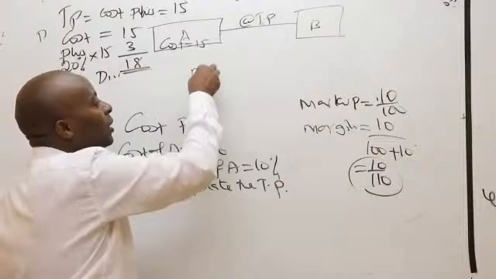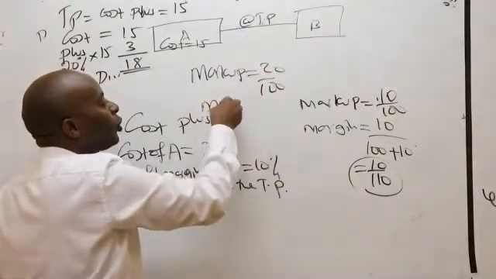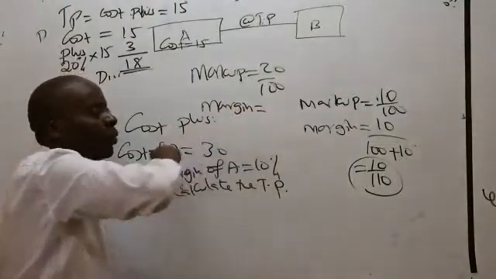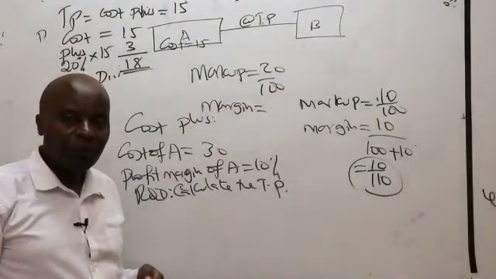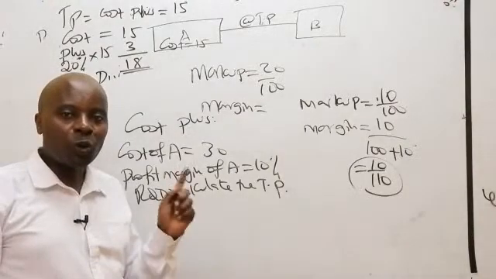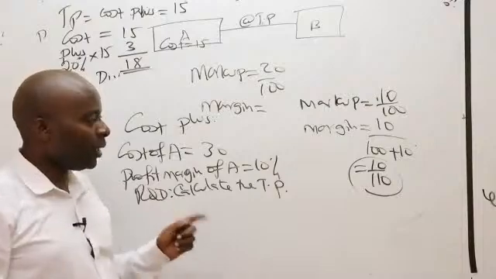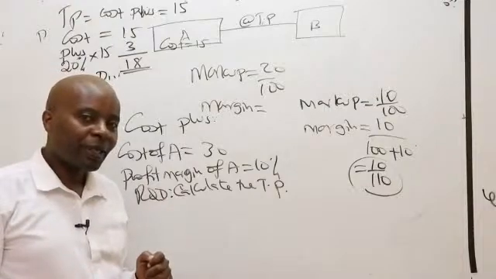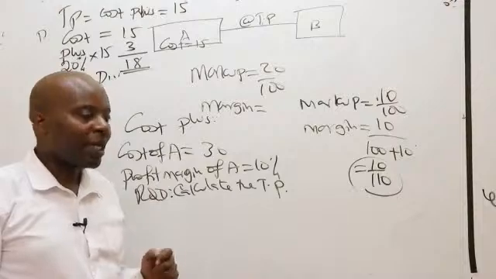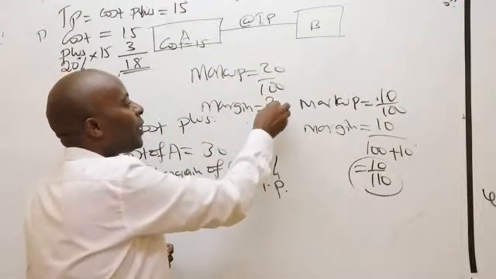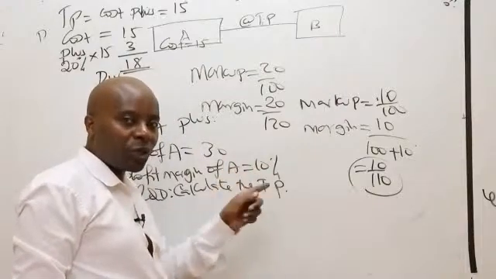So if somebody tells you that the markup is 20 over 100, what will be the margin? Somebody look at the comment here. The margin will be? Yeah, thank you very much. It will be 20 out of 120, which is the same as 1 over 6.